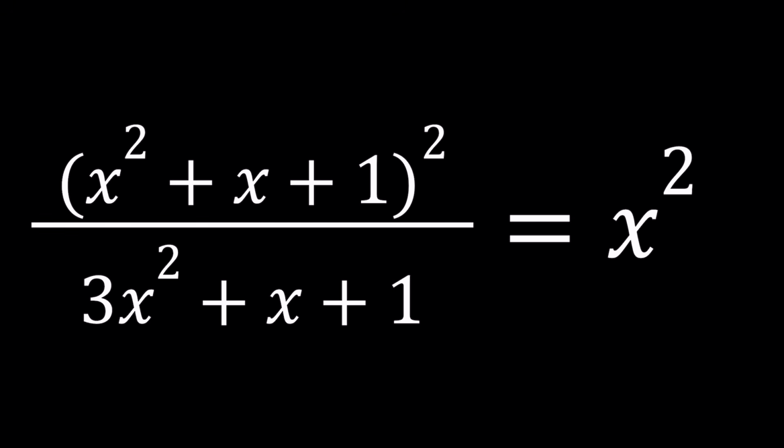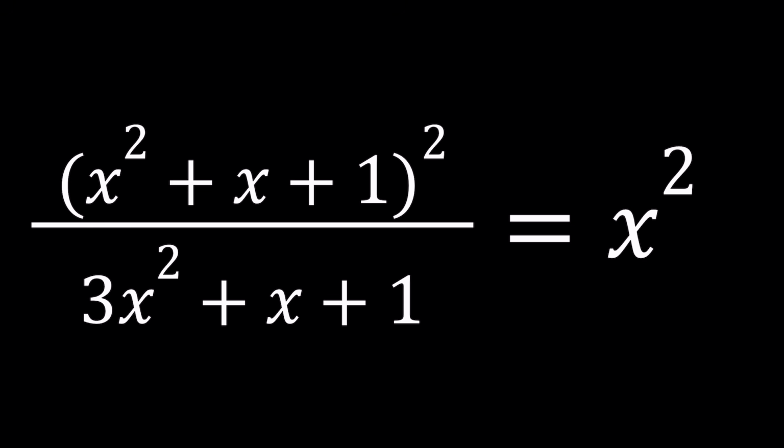So anyways, we have this equation, and I just modified it a little bit, turned it into a rational equation from a polynomial because it just looks better on the thumbnail. What can I do, right? So we have this equation where we have a polynomial squared divided by another polynomial equals x squared.